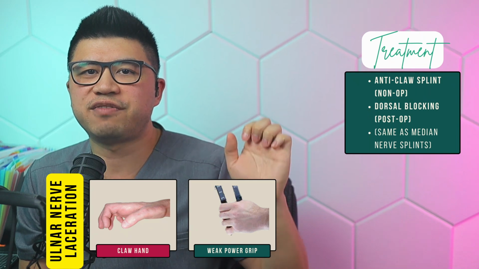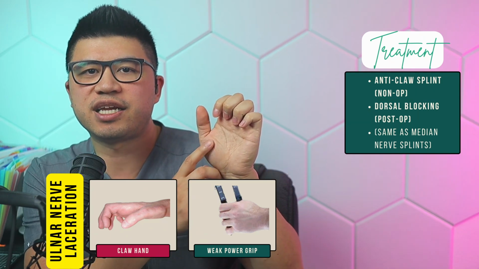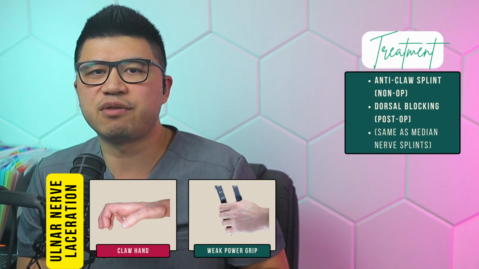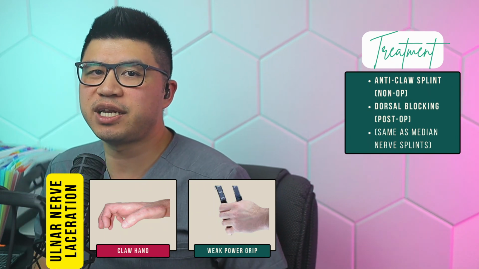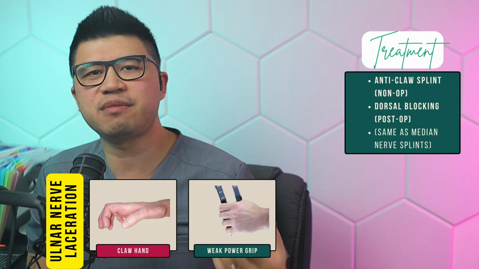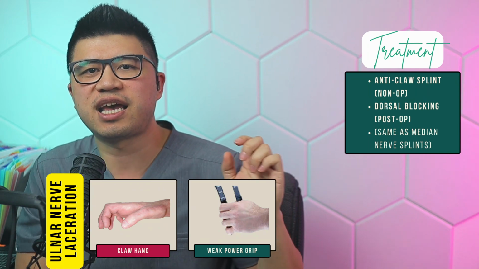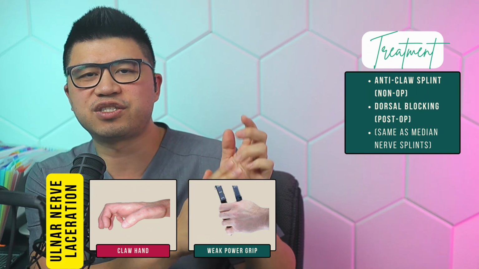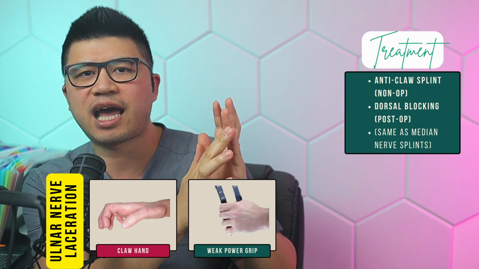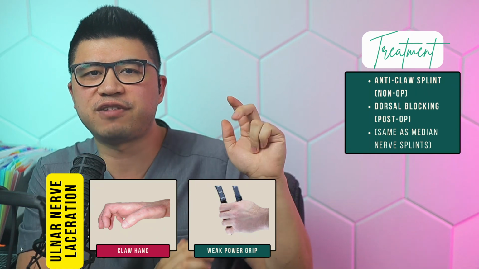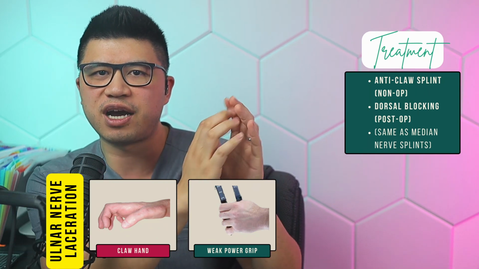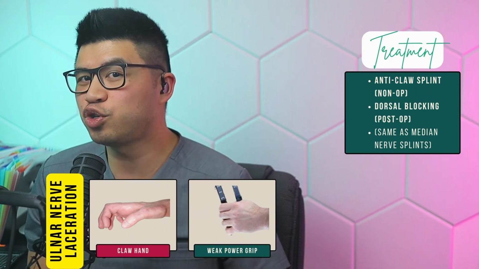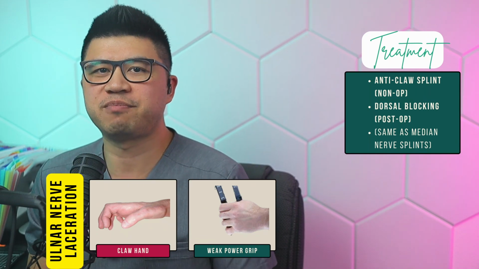There is wasting of the hypothenar eminence and the intrinsic muscles of the hand. It results in a weak power grip. A claw hand deformity is formed because of the inability to extend the fingers at the ulnar side for digits 4 and 5 at the IP joints, and they remain in flexion. The splint used is an anti-claw splint for non-operative and a dorsal blocking splint for post-operative patients.